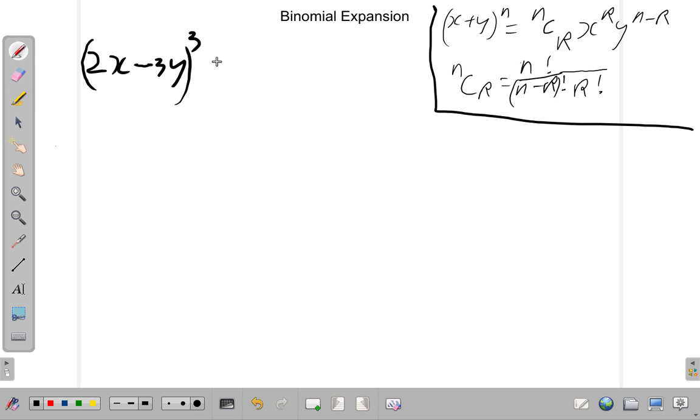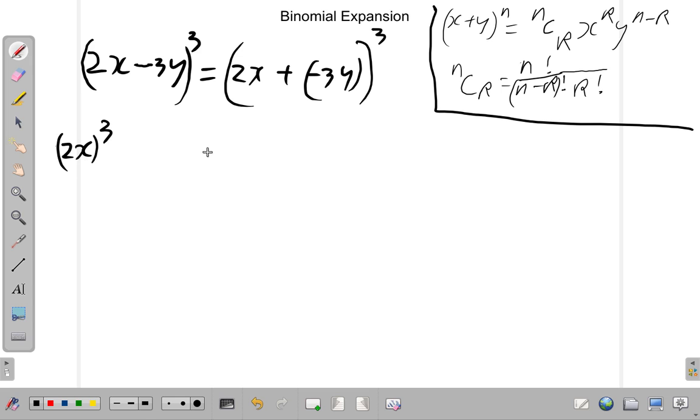Let's see. 2x minus 3y cubed is the same as 2x plus negative 3y cubed. You see that? So what we'll have is 2x raised to the power of 3. Then you have 2x again raised to the power of 2. Then 2x raised to the power of 1. Then 2x raised to the power of 0. Then you will have minus y cubed.